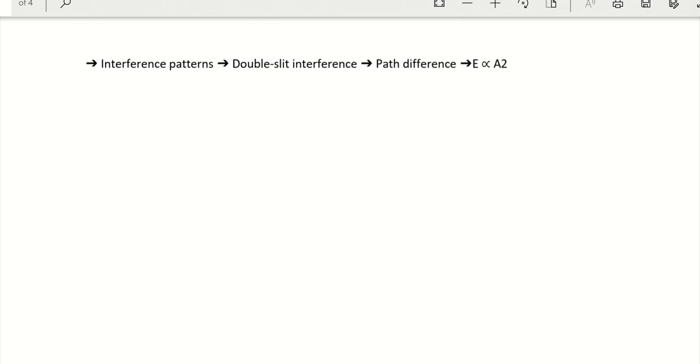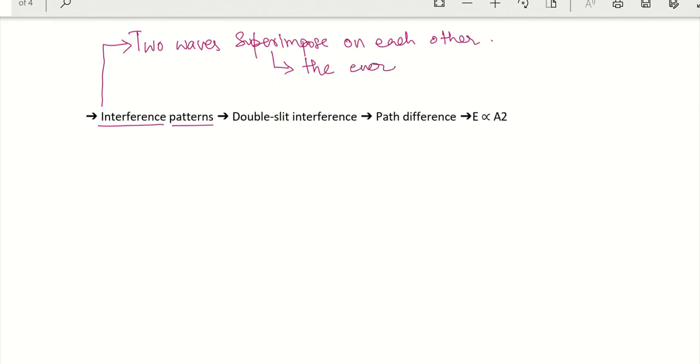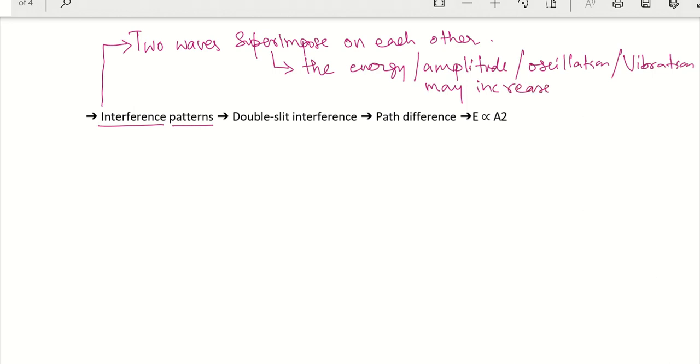The next one that we are going to deal with now is the interference pattern. Now the question is, what exactly is interference? Two waves superimpose on each other. When they superimpose on each other, the energy or the amplitude or the oscillations or the vibrations may increase or decrease.